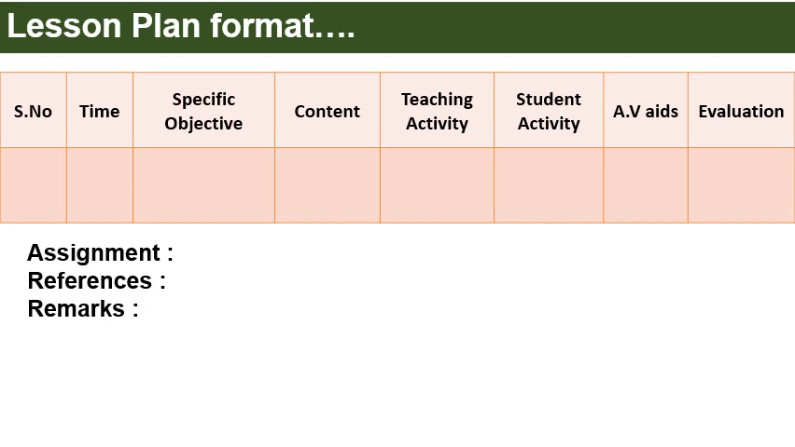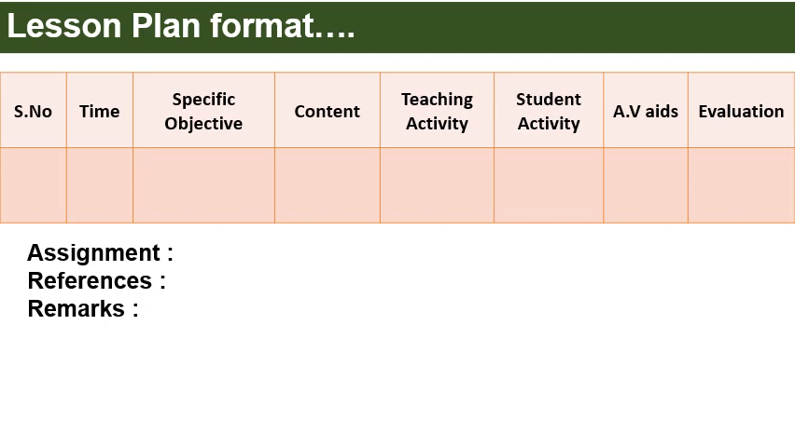Then the next column is content. In content you write, for example, if you are writing about definition, what the definition of accidents is. Teaching activity is what the teacher is going to do: the teacher is going to teach or discuss. That is the action of the teacher. Then student activity: they may listen to the lecture, or they may ask doubts, or they may actively involve themselves in the teaching-learning method in any other form.